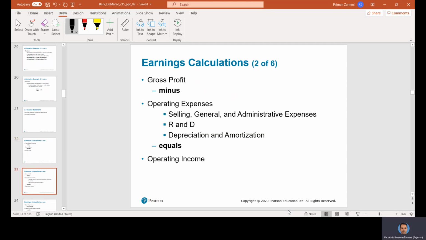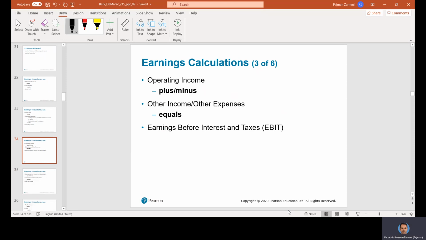The gross profit minus operating expenses, which include selling, general and administrative expenses, R&D, depreciation and amortization, equals operating income. Operating income, either minus or plus other income or other expenses, equals earnings before interest and taxes, which is called EBIT.